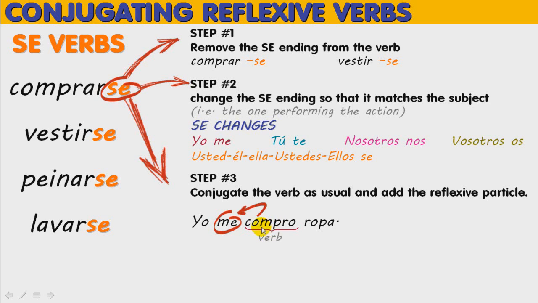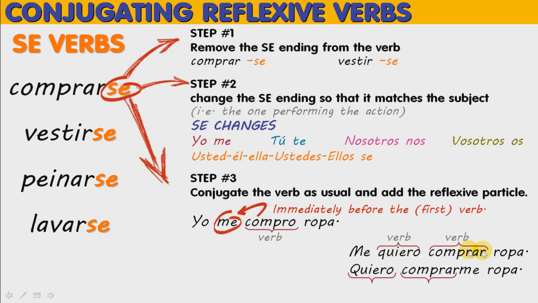And something to note is the position of the reflexive particle. If I only have one verb, the position of the reflexive particle is immediately before the verb. If I have two verbs, it's immediately before the first verb. So, yo me compro ropa. I remove the se ending, I choose an appropriate form to match the person, yo me, and then I conjugate the sentence, remembering to put the particle immediately before the verb.